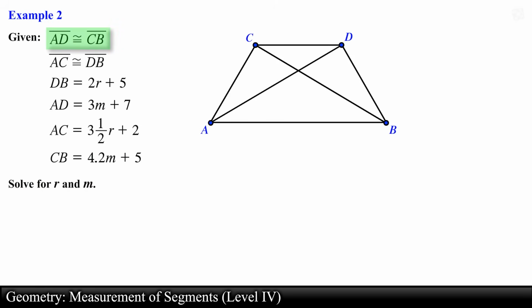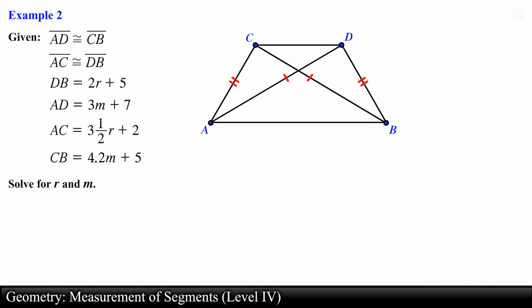We know that line segment AD is congruent to line segment CB, so let's draw single tick marks on these segments on the figure shown. We also know that line segment AC is congruent to line segment DB, so let's draw double tick marks on these segments. Now that we can visually see which segments are congruent, let's figure out a way to solve for the variables r and m.